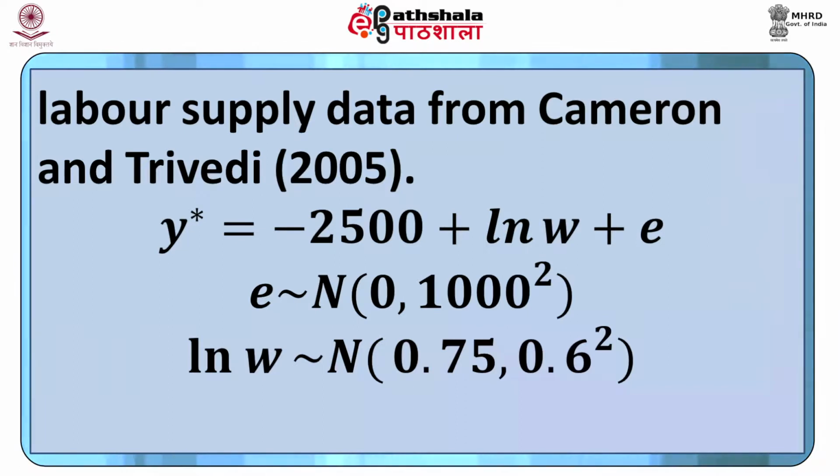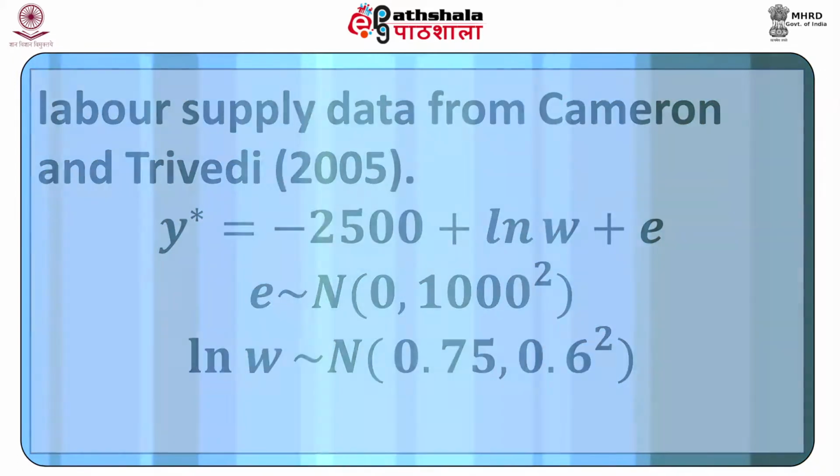So consider the following labor supply data from the Cameron and Trivedi textbook, a 2005 publication. In this, y star is equal to minus 2500 plus 1000 ln w plus e, where e is distributed normally with mean 0 and variance 1000 squared. Ln w is distributed normally with mean 0.75 and variance 0.6 squared. The above model, based on generated data, gives an overview of the idea of censoring and truncation.